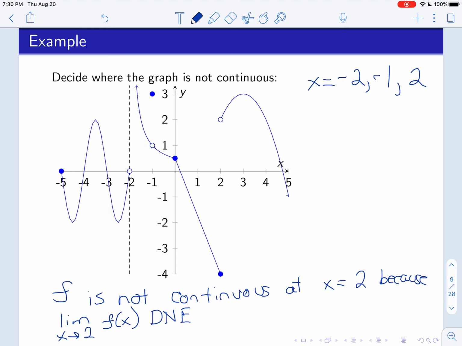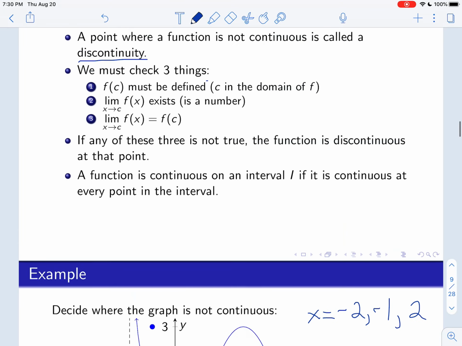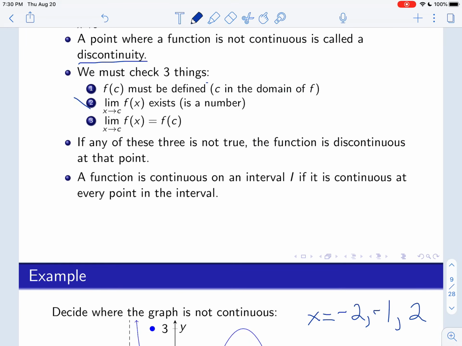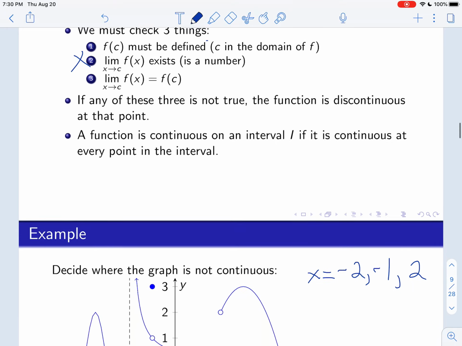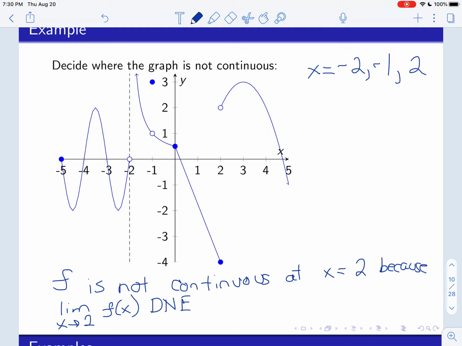As soon as the limit doesn't exist, then we've got one thing on our checklist. Remember our checklist back here? I can't check this one off. So as soon as that's the case, then I can go ahead and say it's not continuous. But also the function value f of 2 is -4. All right, so that one's got 3 points where it's not continuous.